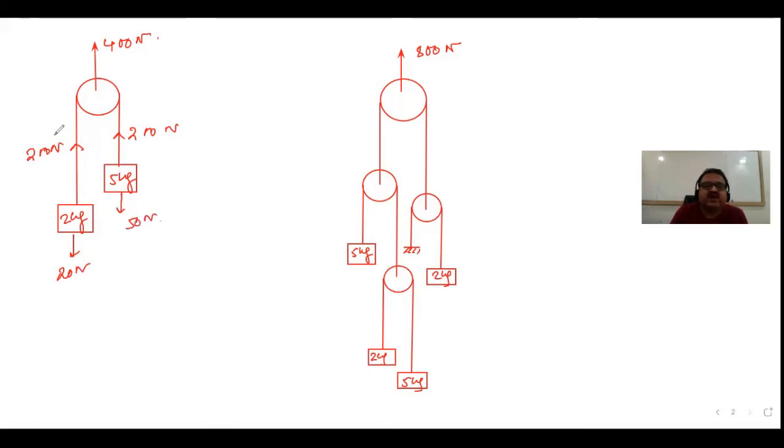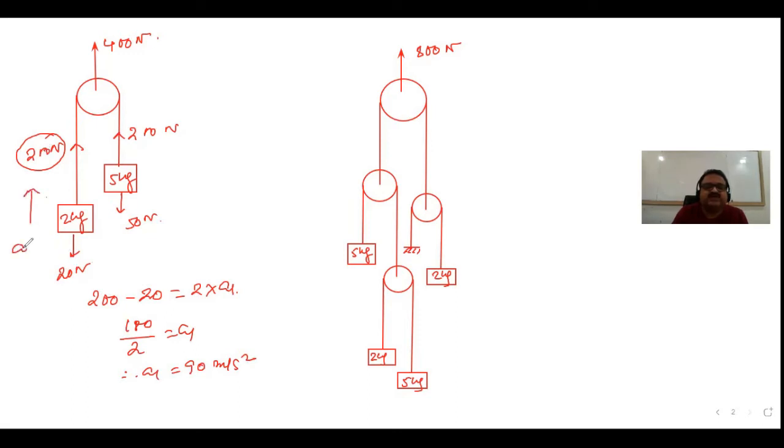Now look at this, 200 Newton is acting upward and 20 Newton is acting downward. That means the net force on this pulley, this body, is acting upward. So what will be the acceleration of this? 200 minus 20 is equal to mass into acceleration. Mass is 2, acceleration is A1. So 200 minus 20 is 180. 180 by 2 is equal to A1. Therefore, A1 equals 90 meter per second square. That means this pulley, since the upward force is more than the downward force, is moving up with an acceleration of 90 meter per second square.